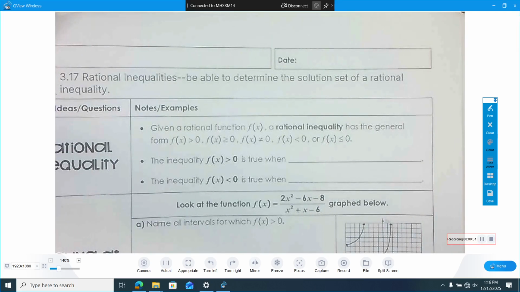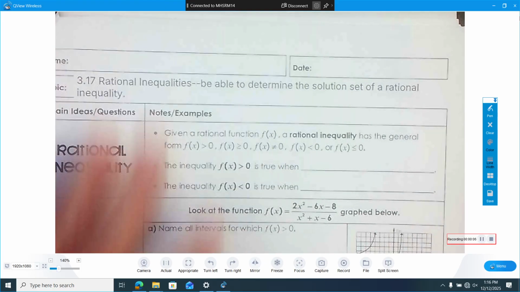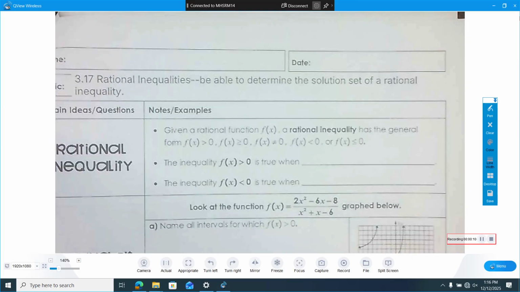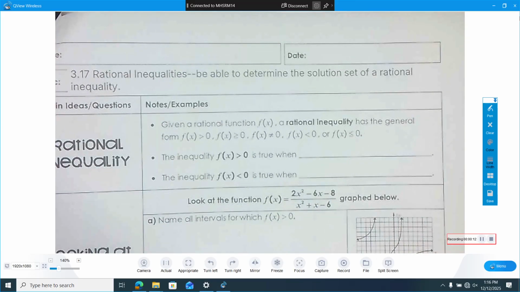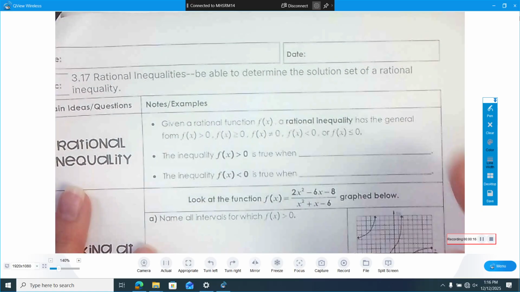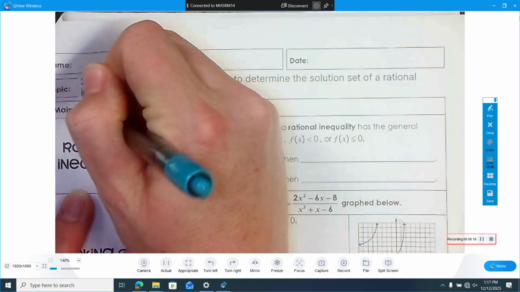All right, good afternoon. This is the last section of the unit here. So we have a test next week. And this is very much like what we did in the previous section. We want to be able to determine the solution set of a rational inequality.